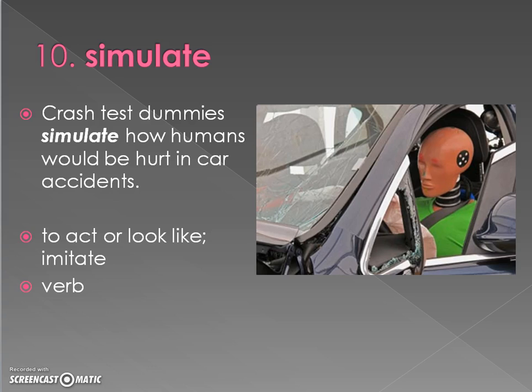So the way crash test dummies are built is that their necks and their arms and their legs and all of their joints are created to move the way a real body would move if they were to be involved in a car accident. And that's to simulate the type of injury that they could receive from that car.